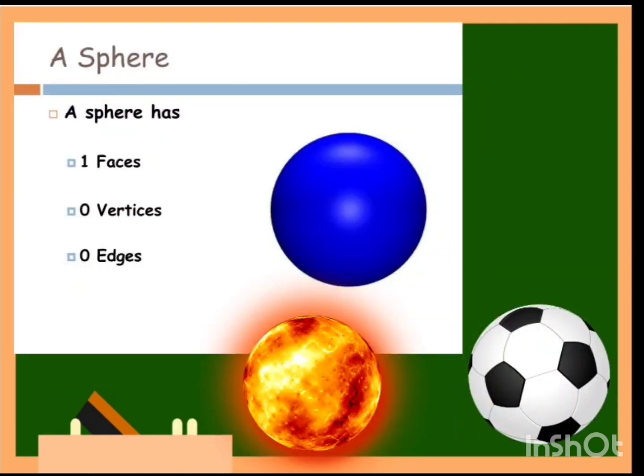Next shape is ball. Ball means sphere. How many faces are there in a sphere? Only one face, not more than that, and there is no vertex and no edges. Some examples are also here: sun, football, our earth, tennis ball. These are all examples of a sphere.